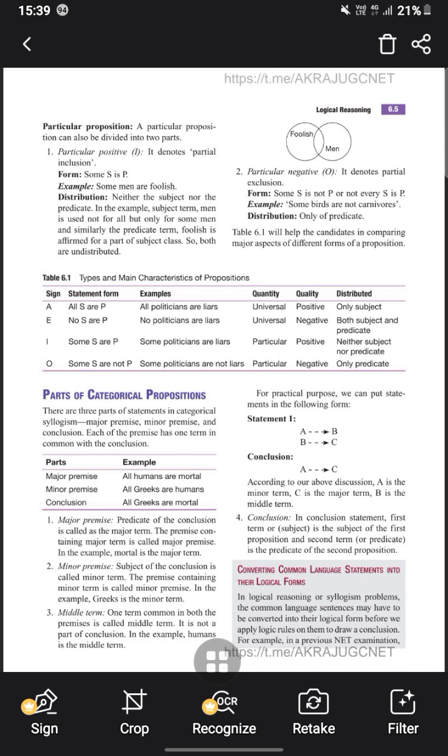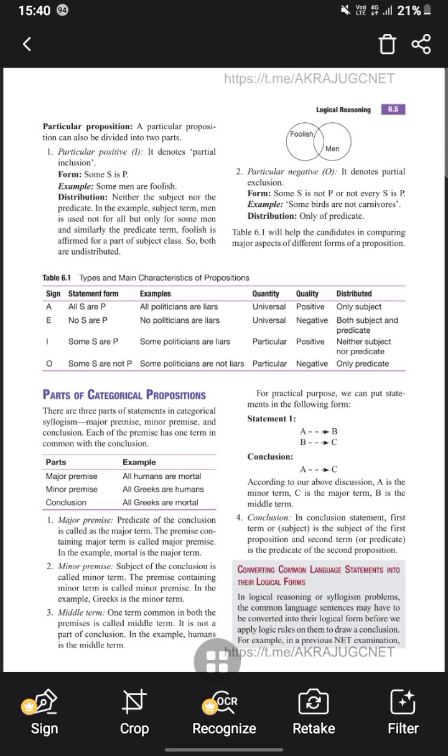Okay, so neither the subject nor the predicate is distributed. In the example, the subject term men is used not for all but only for some men, and similarly the predicate term. So particular negative denotes partial exclusion. Some S is not P, not every S is P. Some birds are not carnivorous, only the predicate is distributed.